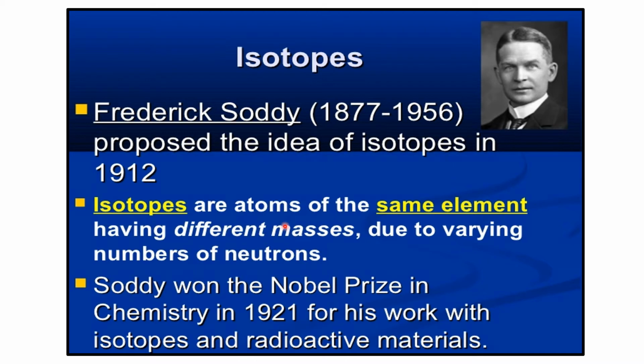Frederick Soddy proposed the idea of isotopes in the year 1912. What do isotopes mean? Isotopes are atoms of the same element having different masses due to varying numbers of neutrons.